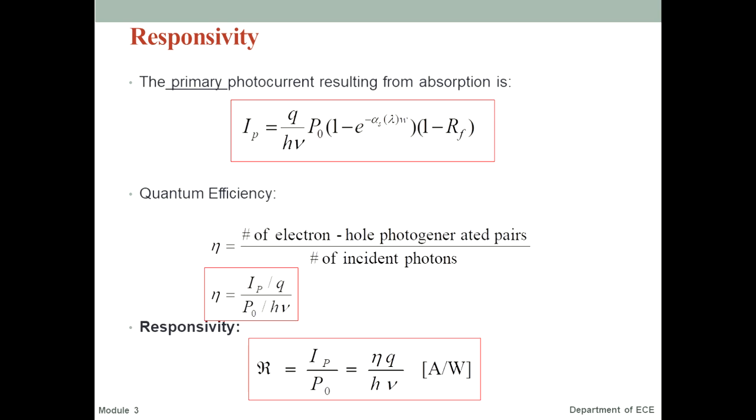Second one, quantum efficiency. Quantum efficiency is defined as the number of electron hole pairs generated divided by the number of incident photons. Based on the number of incident photons, electron hole pairs will be generated.